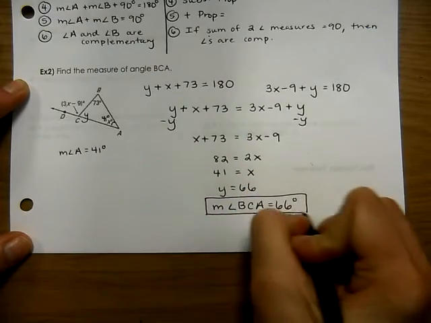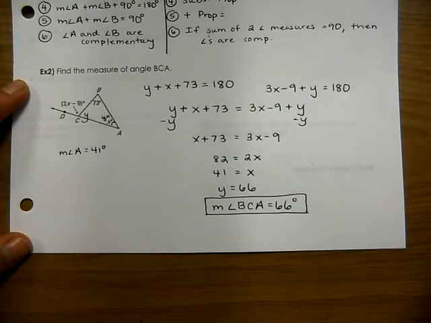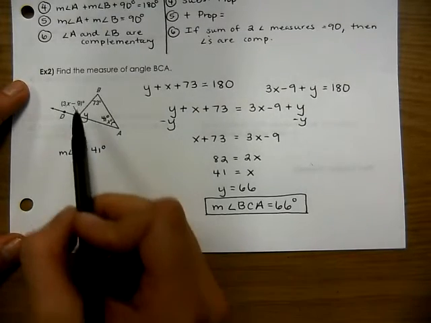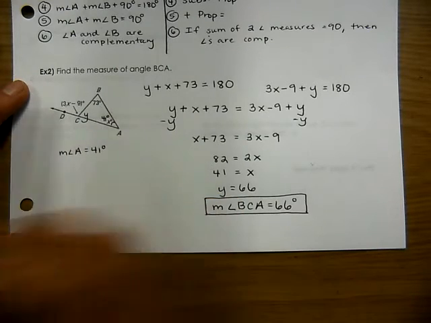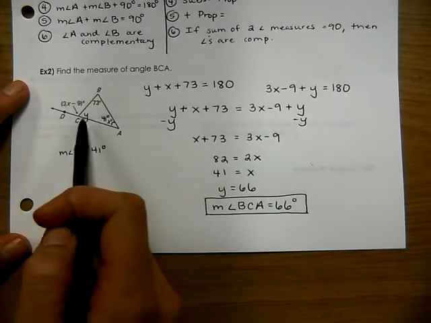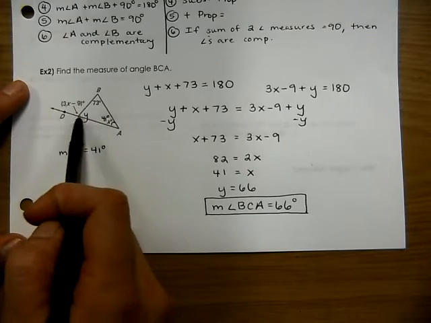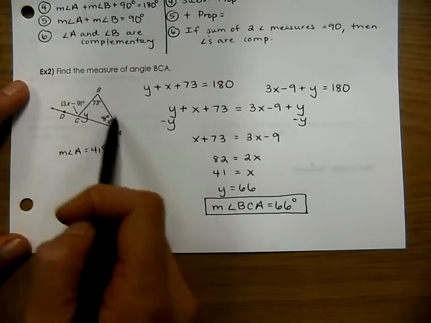So that is my answer, but it leads me to want to talk about a new theorem that we could use. And that theorem relates the exterior angle of a triangle to the non-adjacent interior angles. When I say non-adjacent, I mean not next to. So we talked about how this angle right here was adjacent to this angle. So these are the non-adjacent.